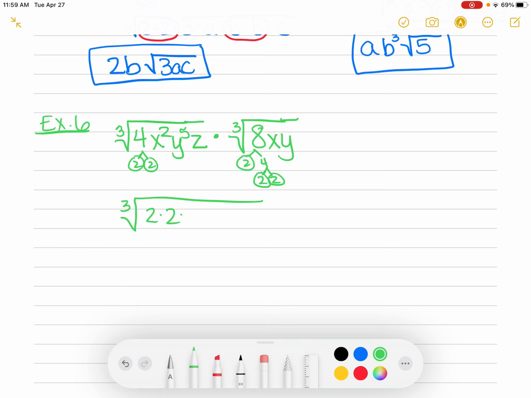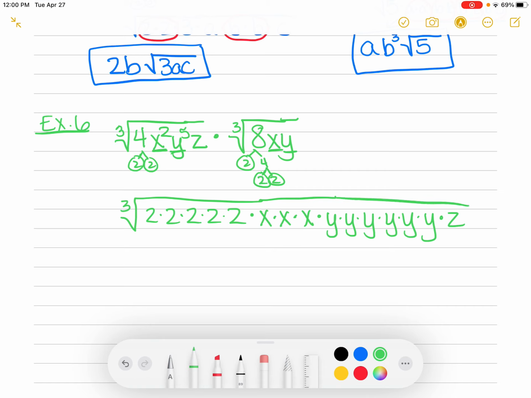So there's actually 5 2's. And then my x's, I have squared here and an x here, so that's 3 of them. And then my y's, I have 5 here and 1 here, so that's actually 6 of them. And then I have 1 z. Okay, this is a cube root, so I'm going to circle every 3. So there's 3 x's, and then I have 3 y's and another 3 y's.